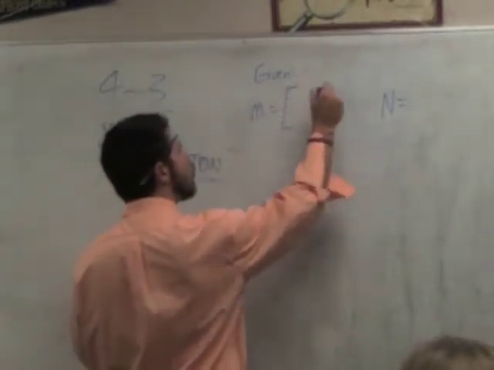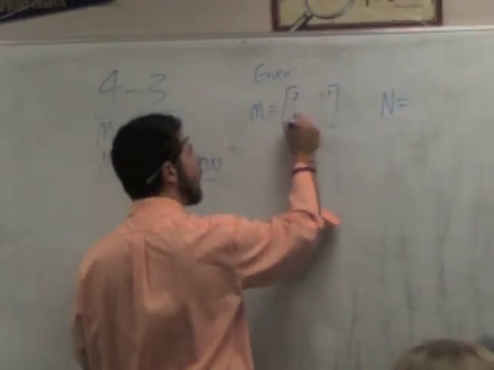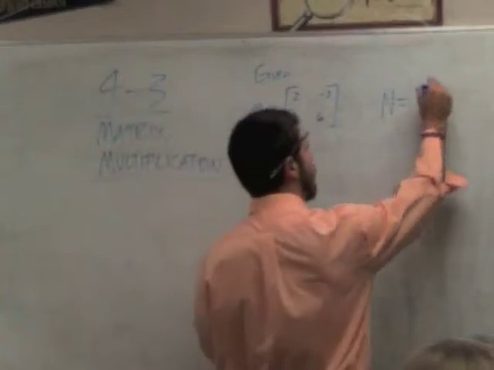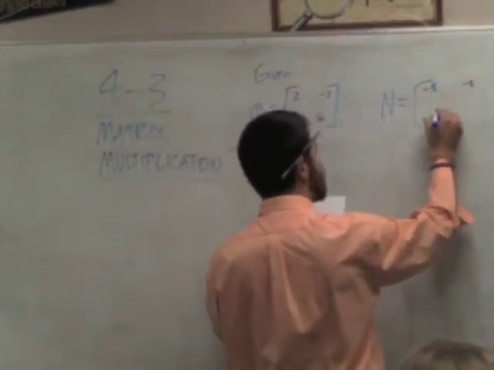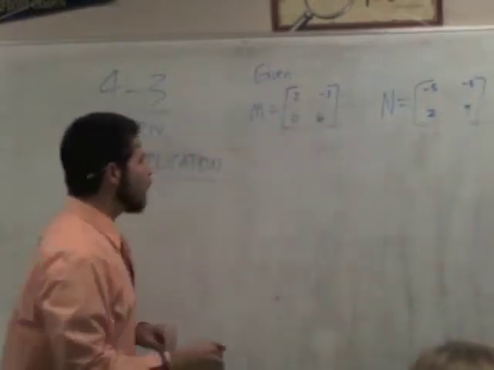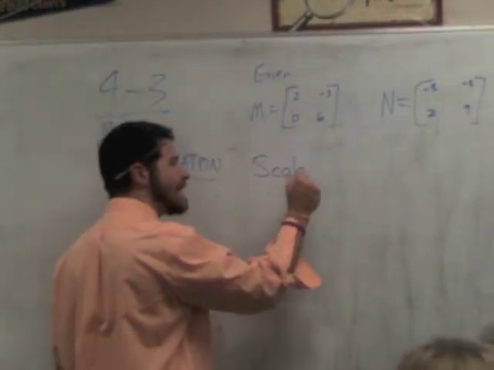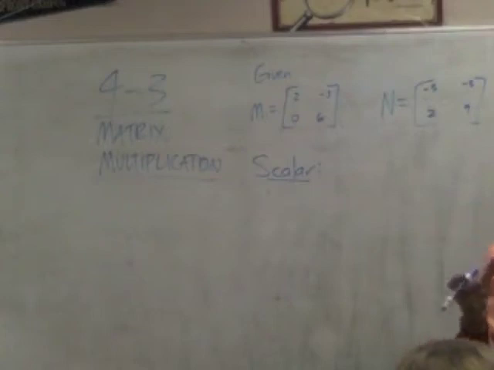Give me a 2 by 2 matrix for M: 2, -3, 0, and 6. And N is going to be -5, -8, 2, and 9. The first thing that we will talk about with these matrices is something called a scalar. And a scalar just means to scale a specific matrix.